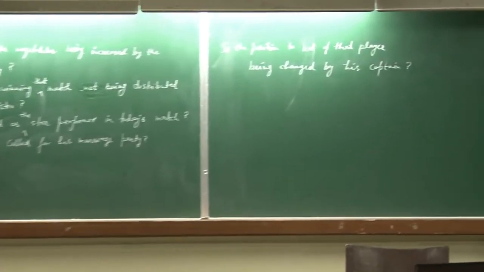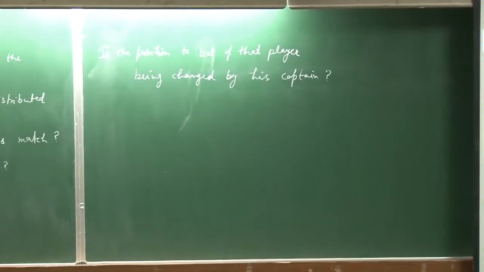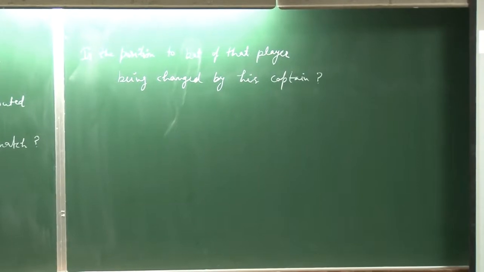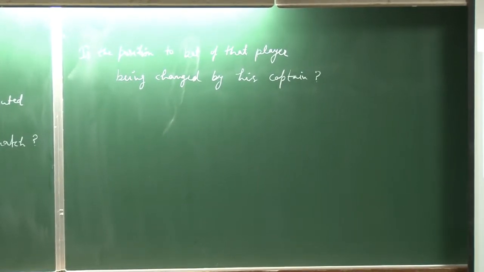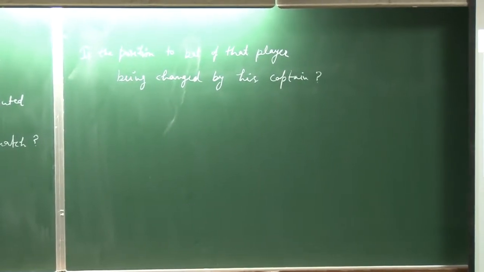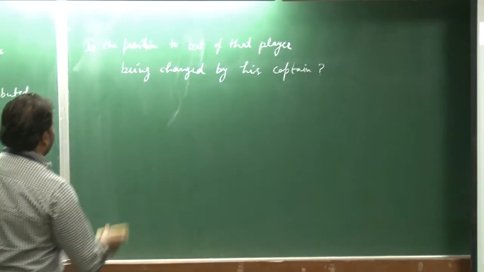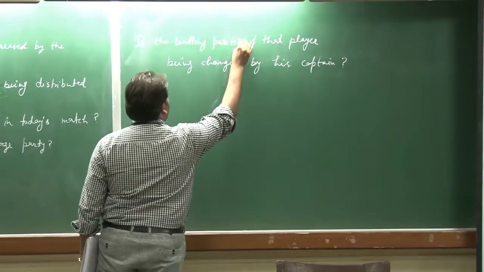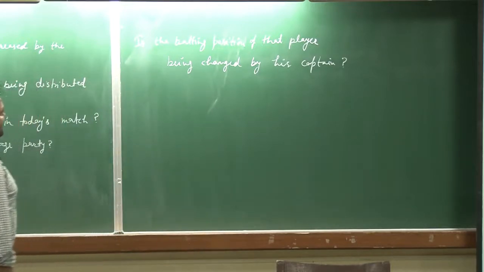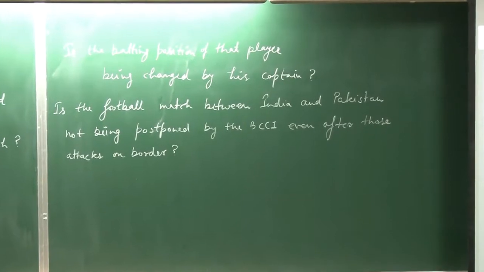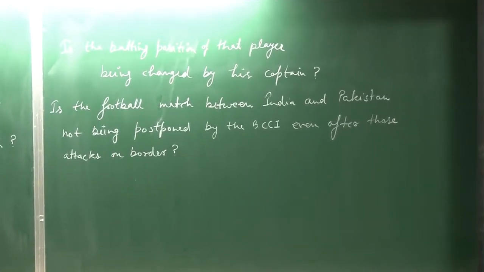Or you could also say, is the position of that player to bat, okay, but his suggestion is beautiful. Is the batting position of that player, make it that and then that will look fine. This is the position to bat of that player, sounding is a little awkward. So remove the to bat and put batting before the position. Yeah, that's great. Is the football match between India and Pakistan not being postponed by the BCCI?